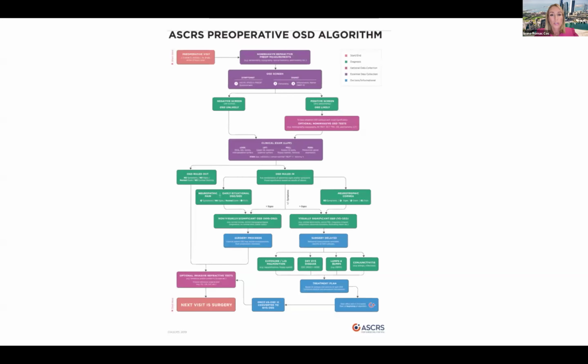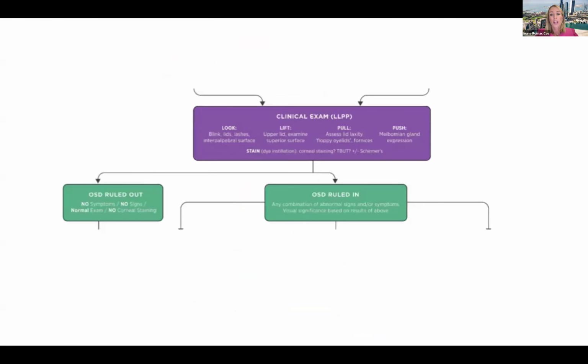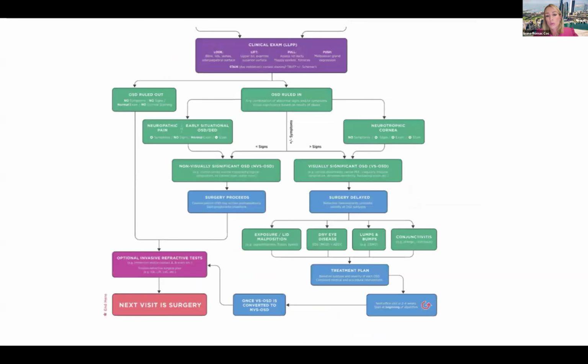Sorry. No worries. So screening for ocular surface disease starts with a symptom questionnaire, SPEED 2, and testing tear osmolarity and MMP9. And then a clinical exam is performed to confirm a diagnosis of ocular surface disease. If ocular surface disease is ruled in, then we have to determine if it is visually significant or non-visually significant. Based on that, we will decide when to proceed with the surgery. So the goal is to restore ocular surface homeostasis and proceed with the surgery once ocular surface disease is considered to be non-visually significant.